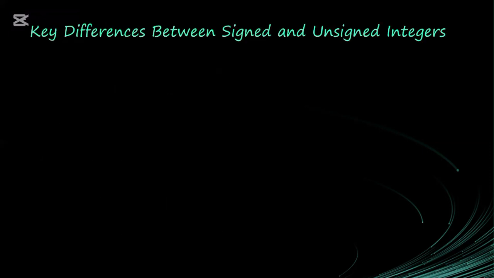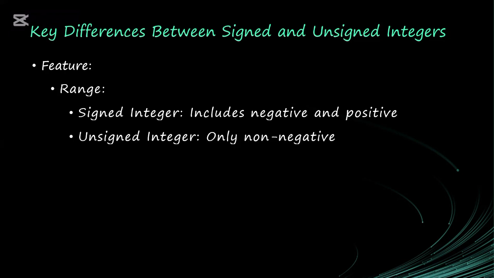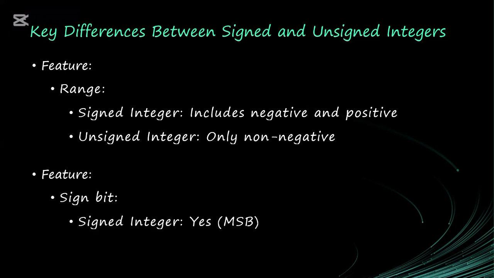So what is the key difference between signed and unsigned integers? Basically, let's take a look at them based on some features. When we talk about the range, signed integers include both negative and positive numbers, but unsigned integers include only non-negative numbers. They don't have negative numbers. We also look at the sign bit. For signed integers, the most significant bit is used as the sign bit, but for the unsigned integer, there is no sign bit. Everything is considered to be a positive number.